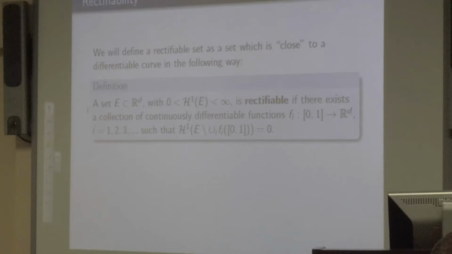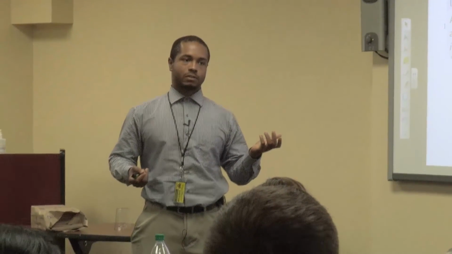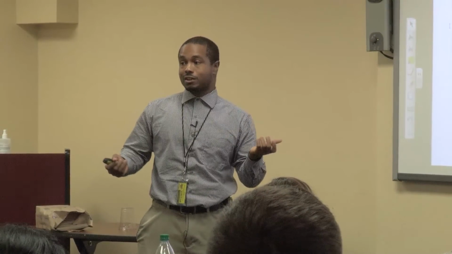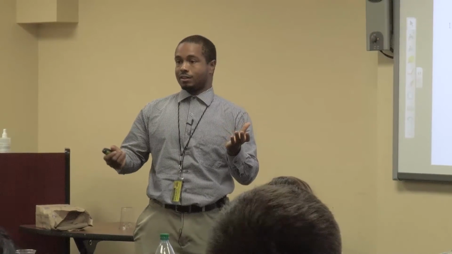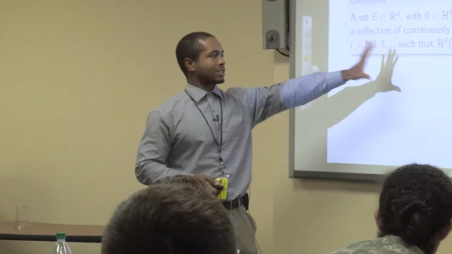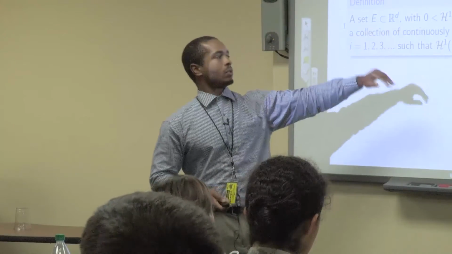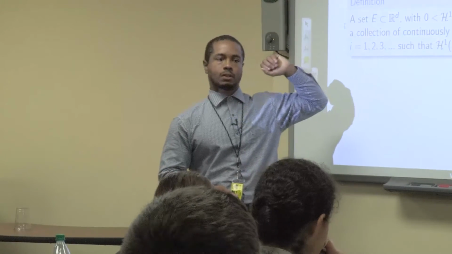Okay, so now let's actually define what we mean by rectifiable. Again, it's a fuzzy way of defining differentiable, and we'll define it in this way. You take some set, and it's rectifiable if we can cover it by differentiable curves, okay? Maybe it takes infinitely many of these curves to cover it, but we can do it. So this is what rectifiable means. I gave a very precise definition here, but more or less, I want my set E to be rectifiable if I can cover it by differentiable curves.